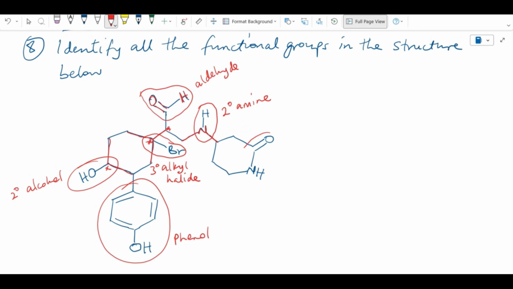Another functional group here is amide. Amide is when you have a carbonyl group that is attached to nitrogen. That's an amide. So these are all of the functional groups in this molecule. And this is how you can identify the different functional groups in a molecule.